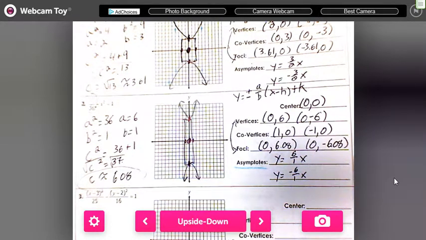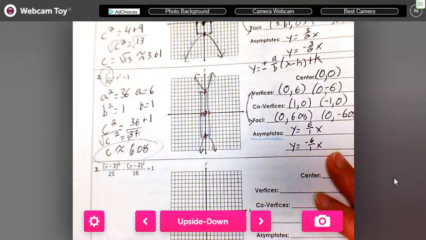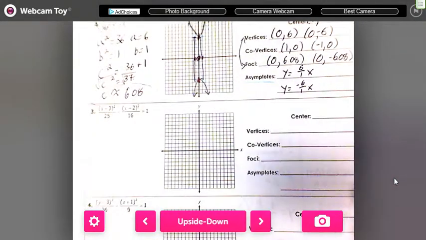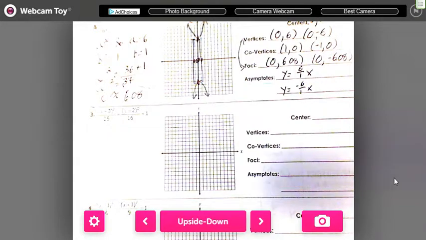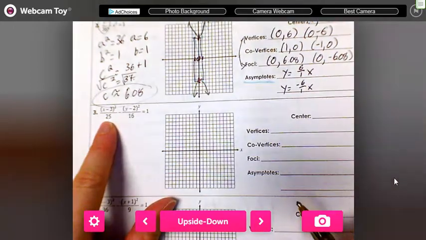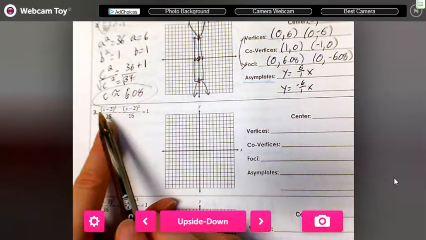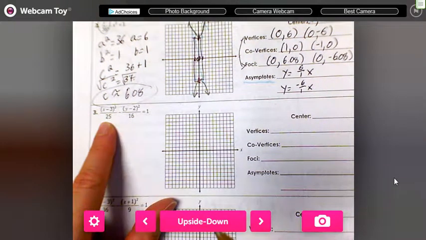Let's look at number 3. And the first thing I want you to think about when you see number 3 is, is it going to be vertical or horizontal? Which comes first, the x or the y? X comes first, so this is going to be a horizontal.